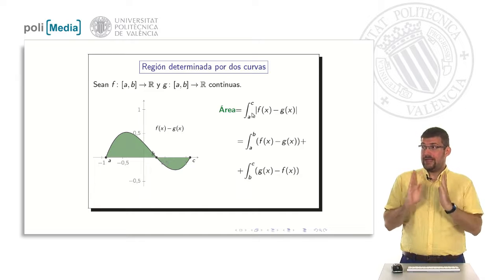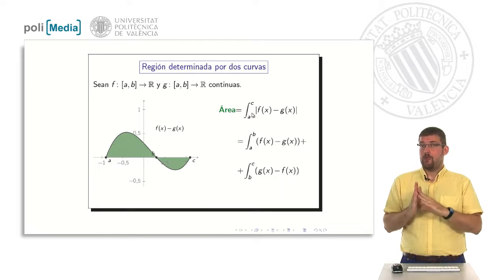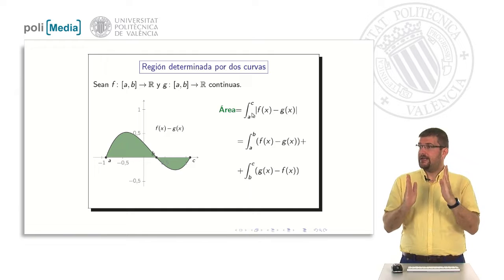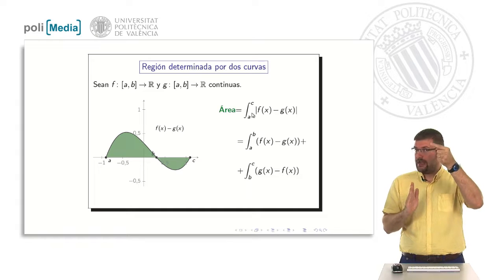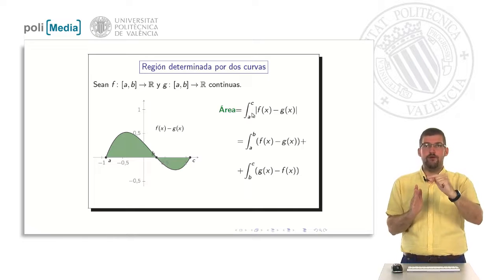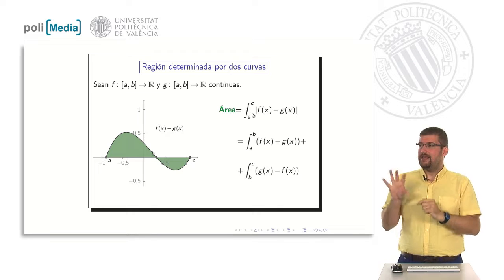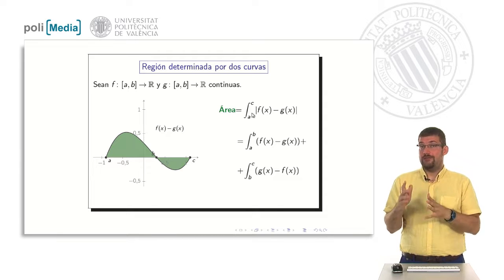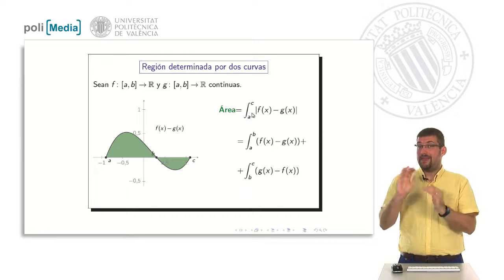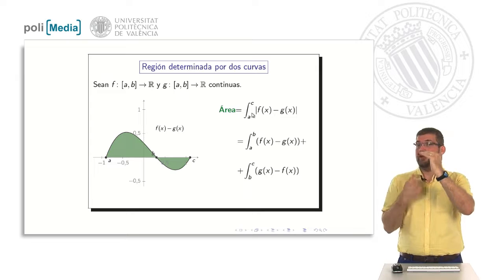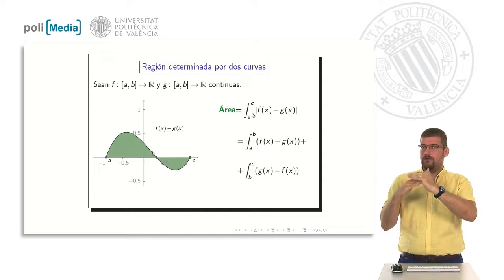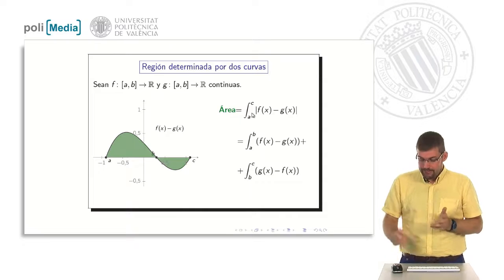The result of the area would be the sum of these two integrals. Let's pay attention to the fact that in the first one, what I do is the integral between a and b of the function that is above, which was f, minus the function that was below, which was g. And in the second of the integrals, I do exactly the same: the integral between b and c of the function that was above, which was g, minus the function that was below, which was f.